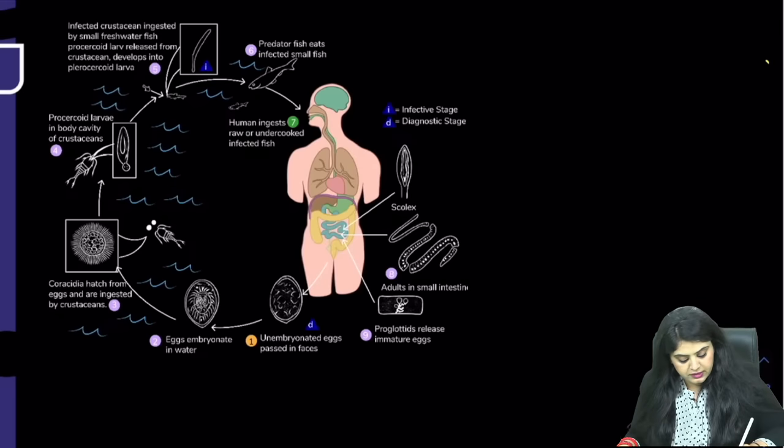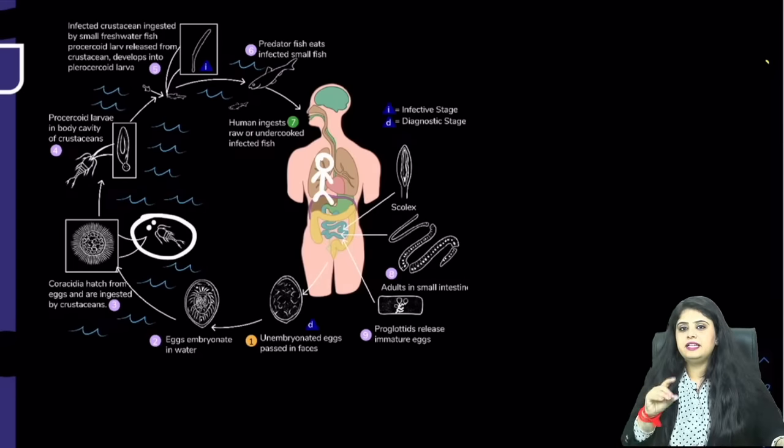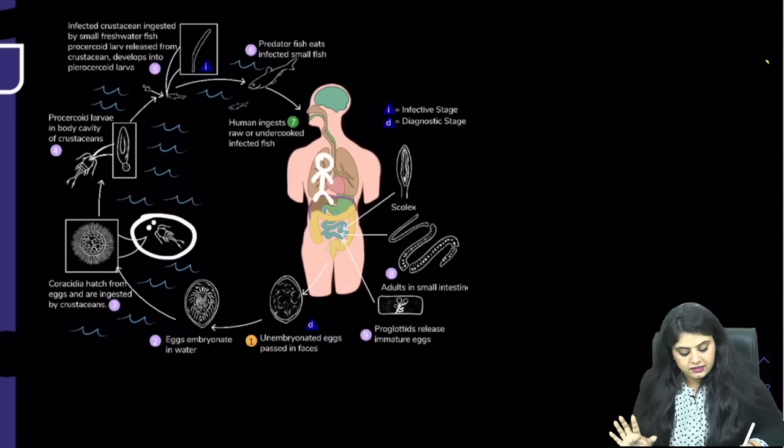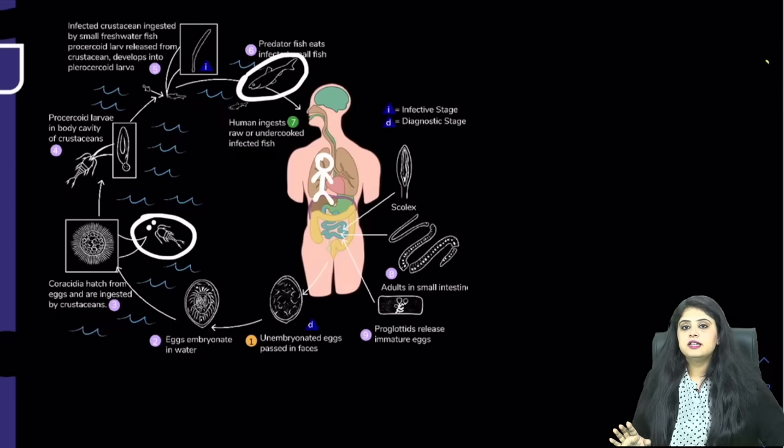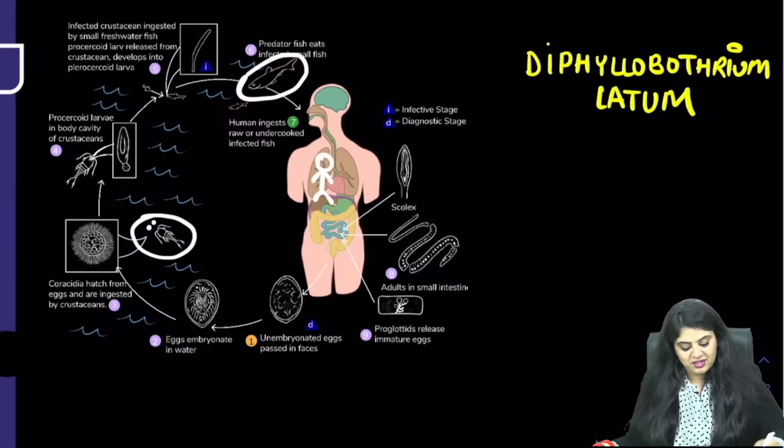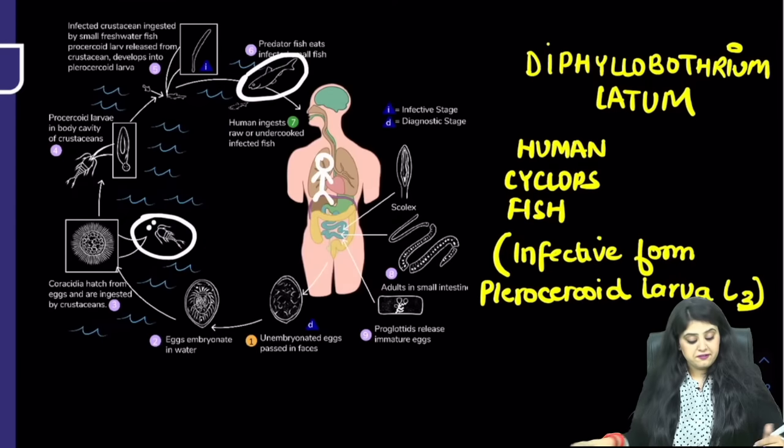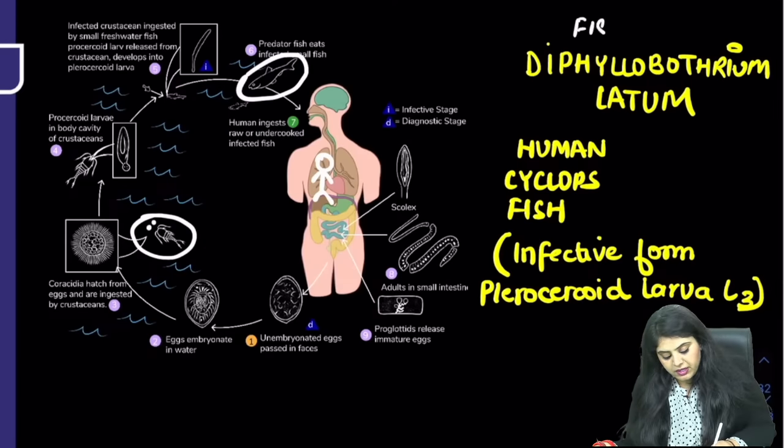Ma'am, iske andar host, number one, I can see humans. Other than that, I can see one chota wala, tiny, some swimming creature. And I can see one fish over here. So what is this? There's a human with a chota fish and a bada fish. Excellent. You got the answer. It is Diphyllobothrium latum. How did I tell you to identify Diphyllobothrium latum?